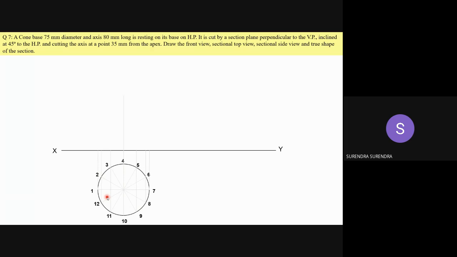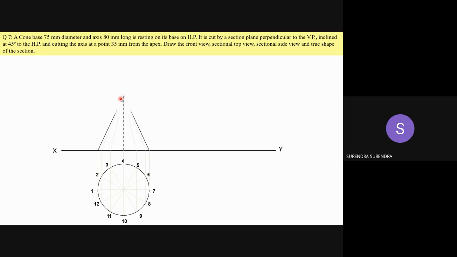Now, draw the projections from the top view to the front view. In the front view, as the cone is resting on its base on HP, the base is on HP. Project these points only up to the XY line and draw the axis as per the given length. The axis is 80 mm long. Draw the axis and identify the apex point.